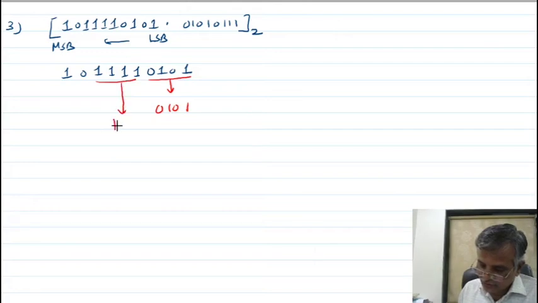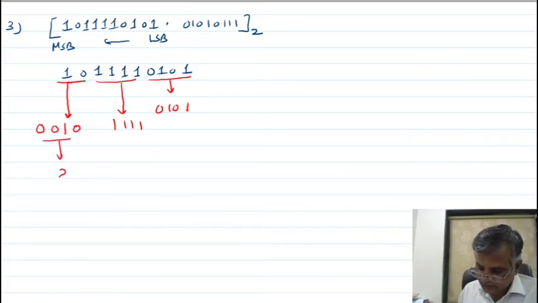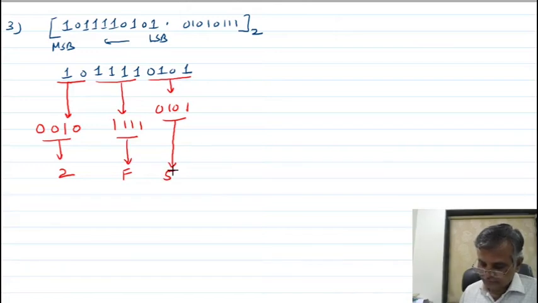In the last group there is a deficiency of 2 bits, so I have to add zeros on the left-hand side. This is represented as 2, this is represented as F, and this is 5. So for this integer part, 2F5 point.